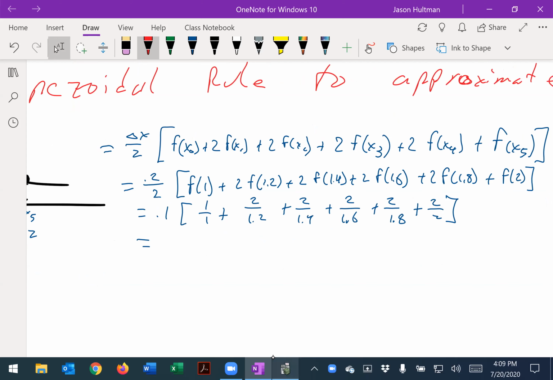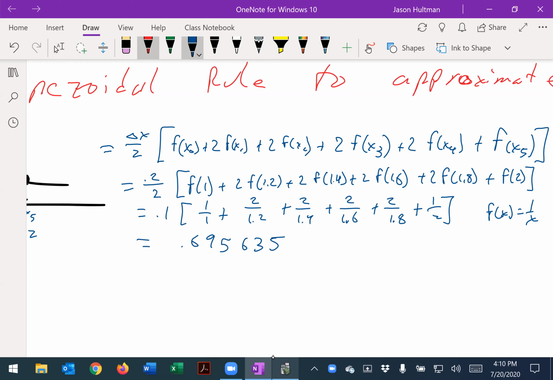Oh, this is not 2, I'm sorry. This is 1. I got carried away there. This is 1 over 2, because there's only one f of 2. And remember, f of x is 1 over x. So this is equal to 0.695635.